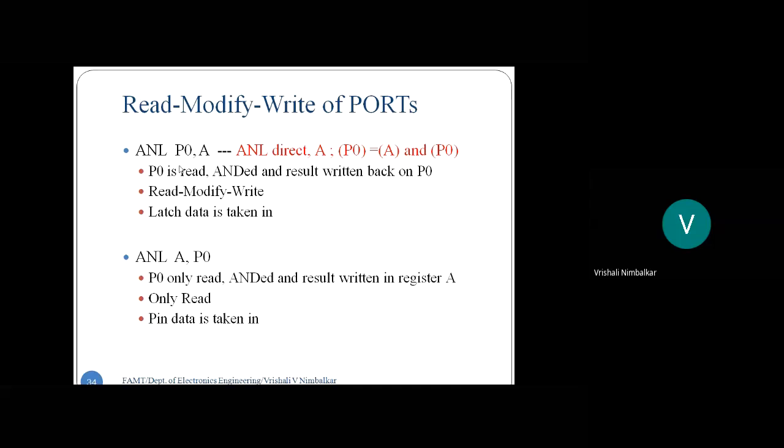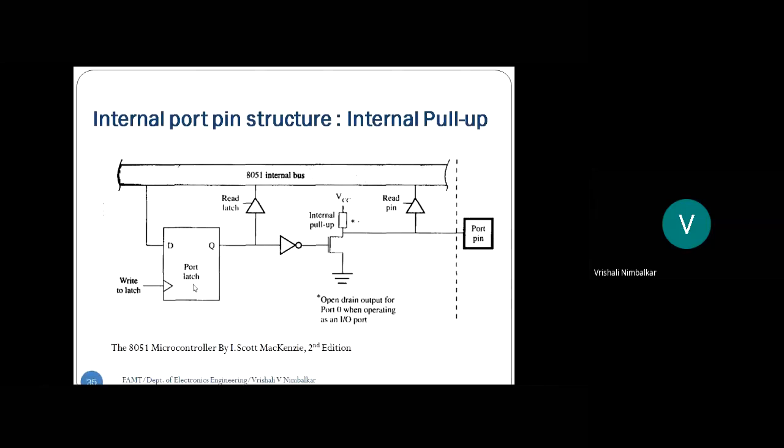Meaning, what are we doing? We are reading from port 0. We are modifying that data, meaning ANDing it, and we are writing back on port 0. So what operation is happening with port 0? Port 0 is getting read. That read data is getting modified and it is getting written back on the port. So what operation is happening with respect to the port? Read, modify, write. In that case, the latch data is taken by the microcontroller. Where is the latch? This is the latch which is internally present. So this D latch data from this output queue, that data will be taken in by the microcontroller, that is reading, ANDing and written back on the latch.